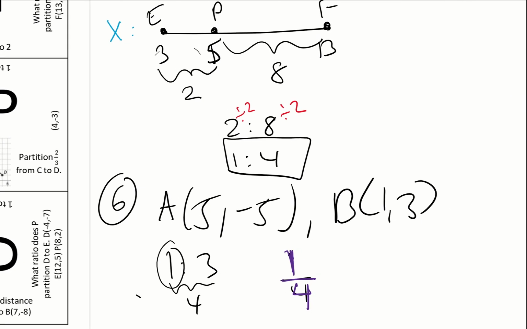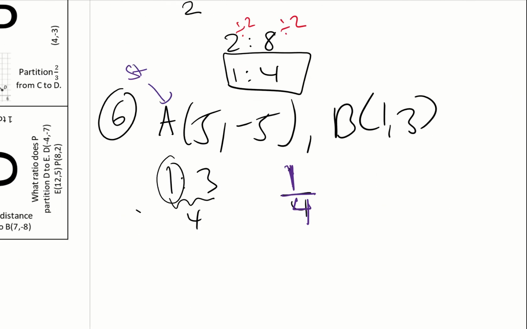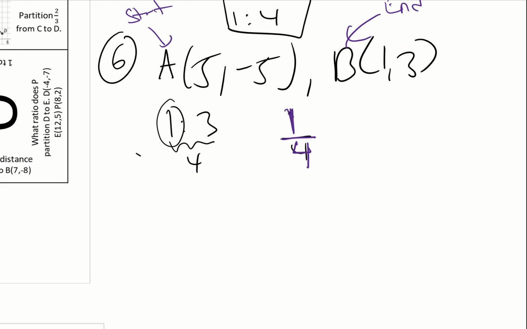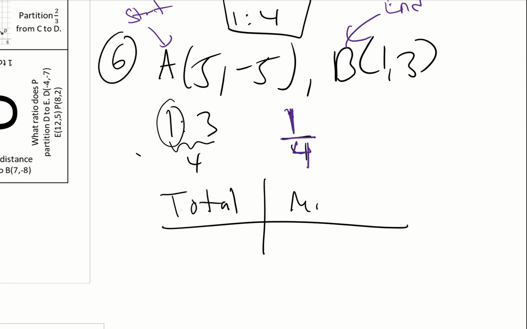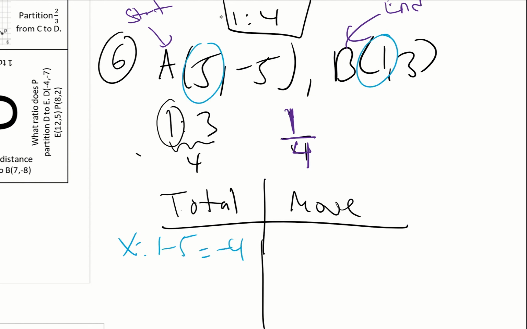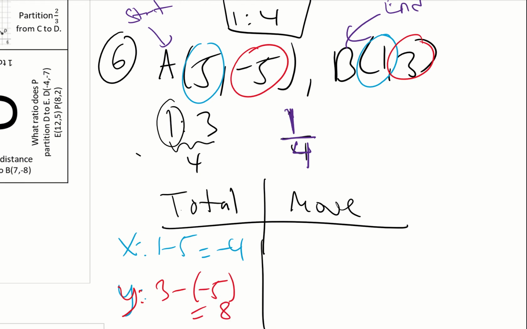Okay, so that means that A is my starting point, and this is my end point. Okay, so final minus initial, B minus A. Let's do our total distance and our move distance. X final minus initial. 1 minus 5 is -4. Final minus initial. 3 minus -5 is 8. Next, multiply them by the fraction.